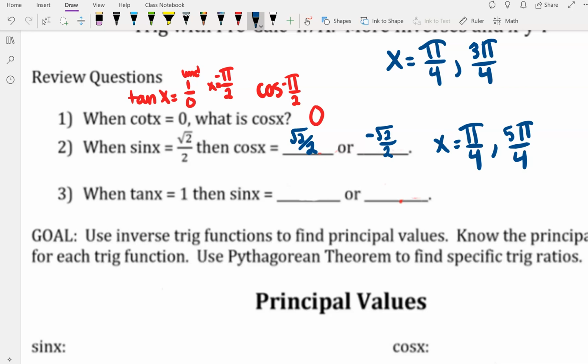And now we need to find sine of both of those angles. Sine of pi over 4 is just root 2 over 2. For 5 pi over 4, it's also root 2 over 2, but we need to check the sign. That's the third quadrant, and sine is negative in the third quadrant, so our answer is going to be negative for that one.